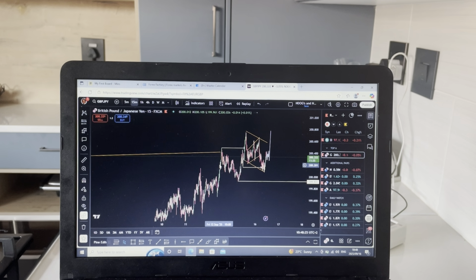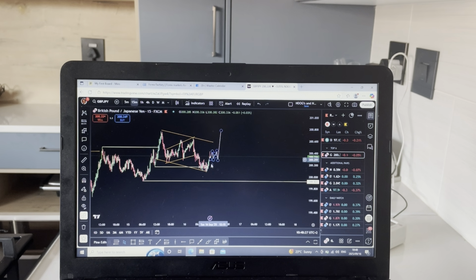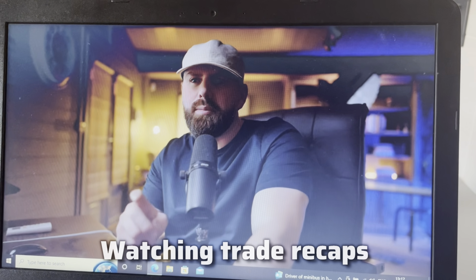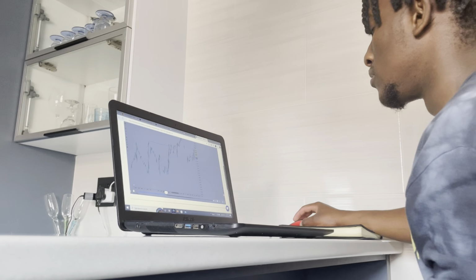Before, I would have taken it. Now I'm just like, oh, I see why I shouldn't be taking this trade. You see? So this was actually one of the losses that I've taken, which was unnecessary. But this time I did not take it because I can see why it is a loss.